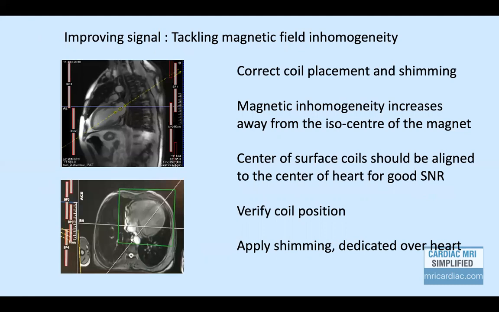Most importantly is tackling magnetic field inhomogeneity. So correct coil placement and adequate shimming is very important. You should make sure that the center of the coil is aligned with the center of the heart for good SNR. So always verify the coil position before you start the scan and apply shimming, dedicated cardiac shimming over the heart, as you see in this green box.